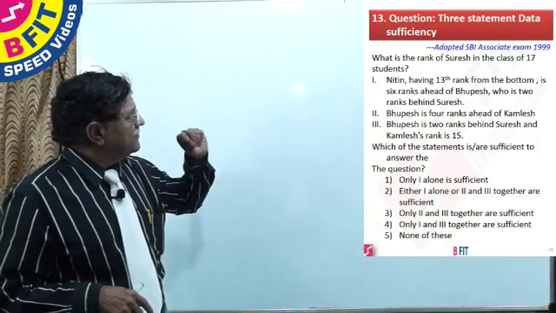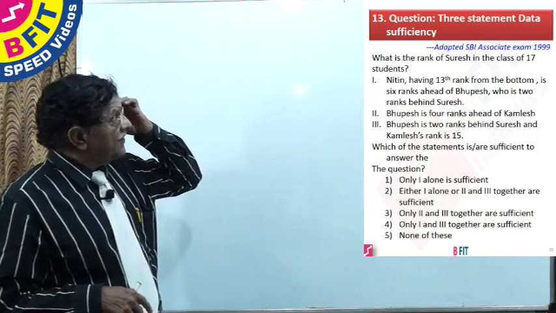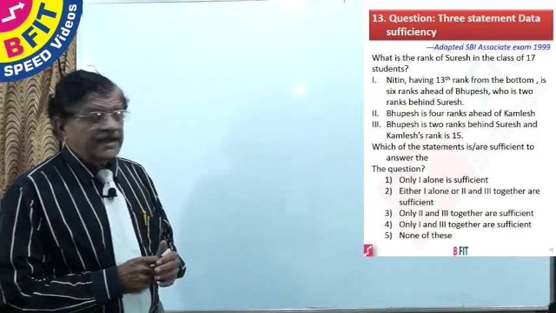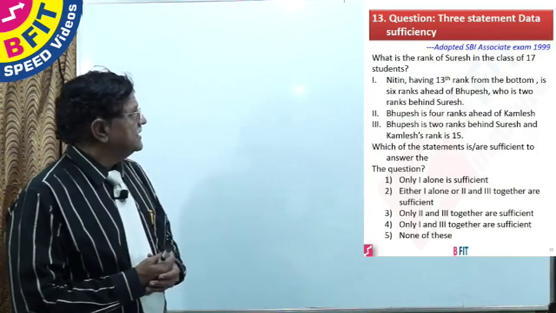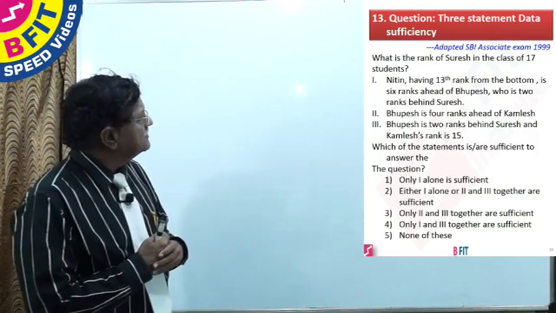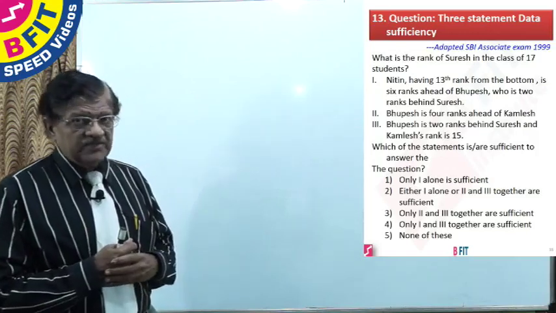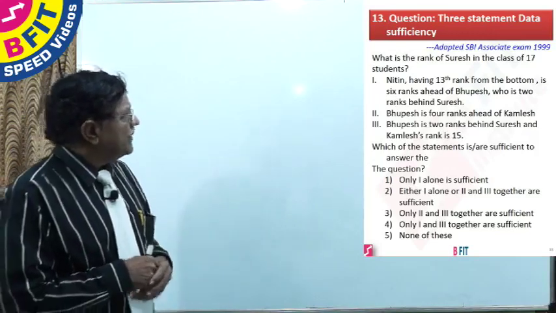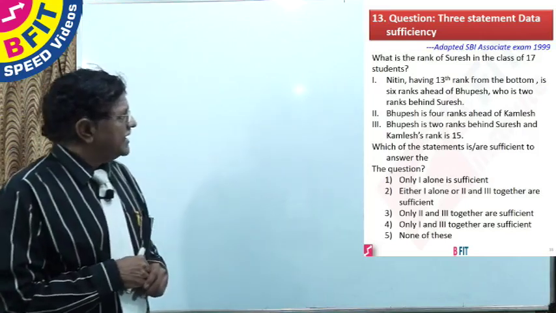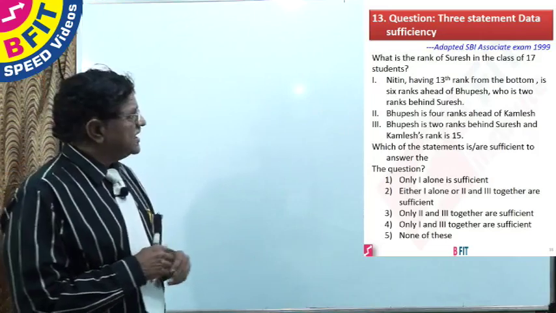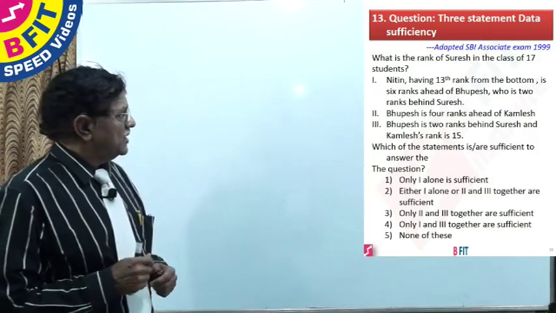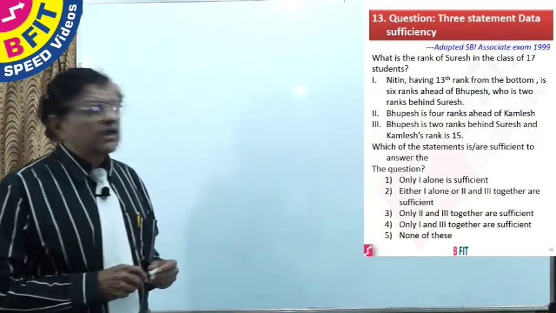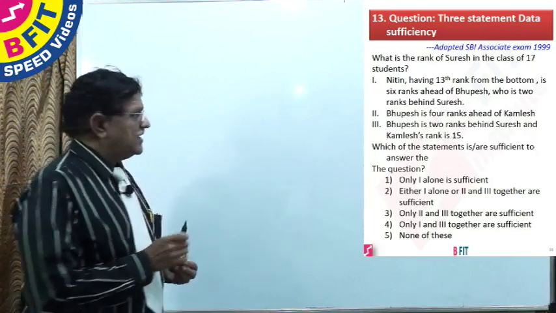So what is the question? What is the rank of Suresh? The data in the second statement is not talking about Suresh. The first statement, yes, it talks about Suresh. So from the first statement it is possible, but the second statement alone it is not possible. Then third, Bhupesh is 2 ranks behind Suresh and Kamalesh is 15th. So the third statement also we have to verify. Now we have to go from the options. What is the first saying? Only option 1 alone is sufficient. So let us verify option 1.